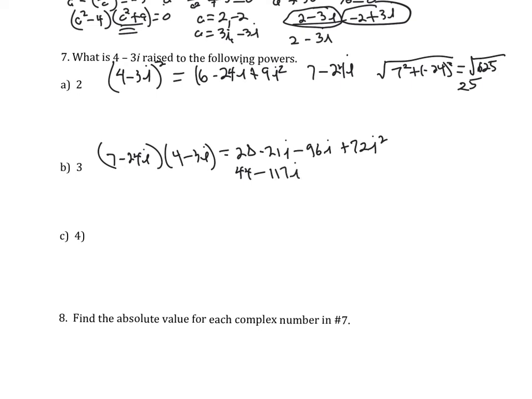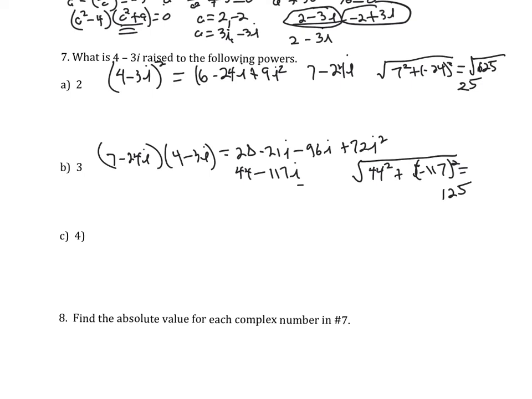117I. Now when we find the absolute value of this, we're going to get 44 squared, plus negative 117 squared, and what we're going to end up with is a number that's equal to, when we take its square root, 125. So the absolute value of this thing is going to be 125.